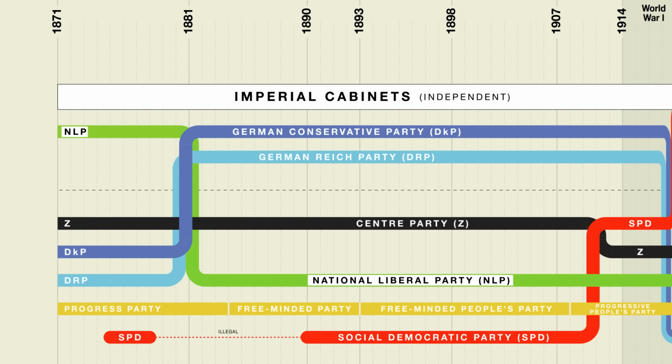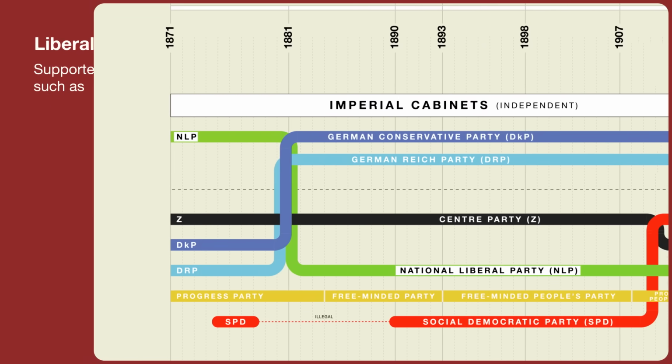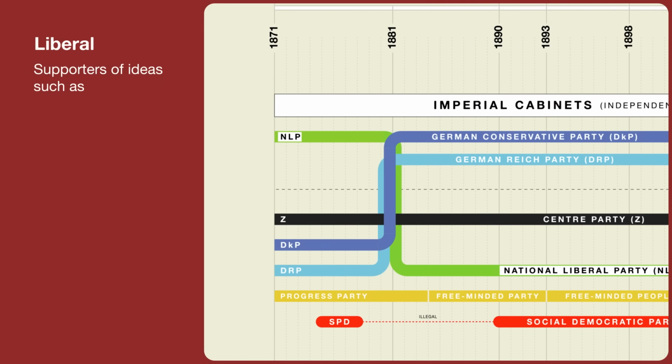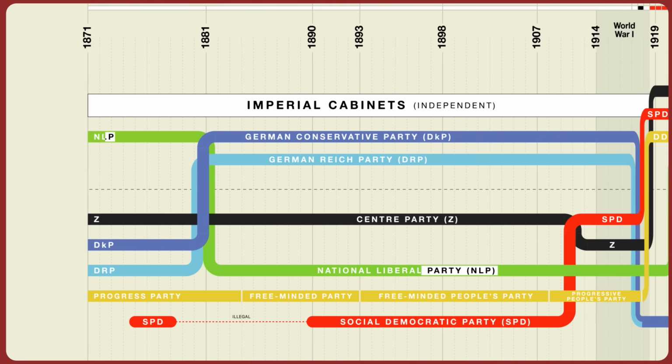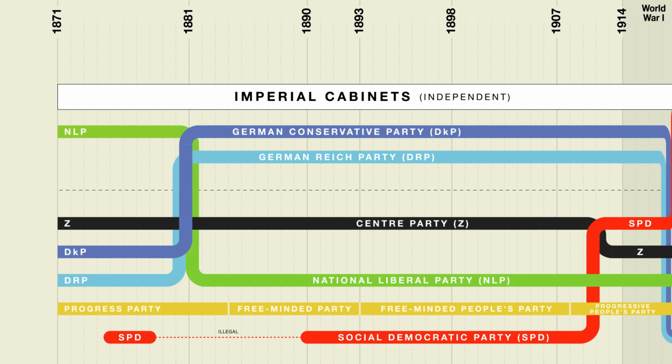name does not mean the same thing that it does today in, say, an American context. You see, nowadays, liberals are usually associated with the political left, but originally, a liberal was simply anyone who supported things like democracy, property rights, freedom of the press, freedom of religion, and in the case of the NLP, free trade.